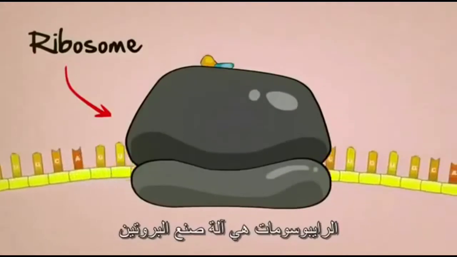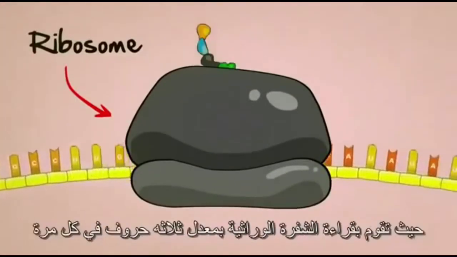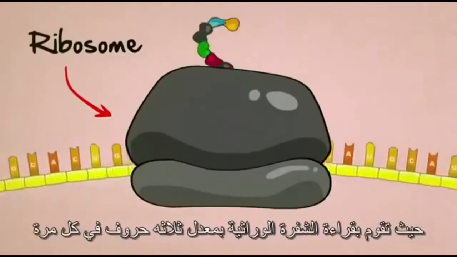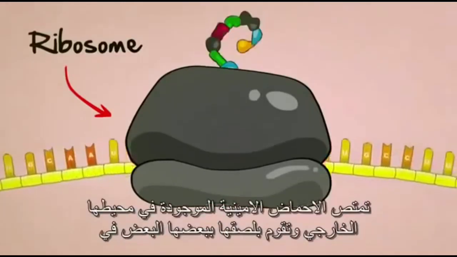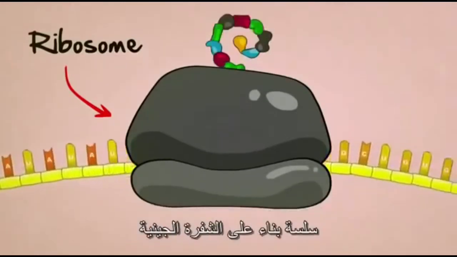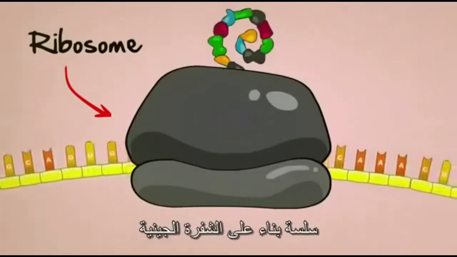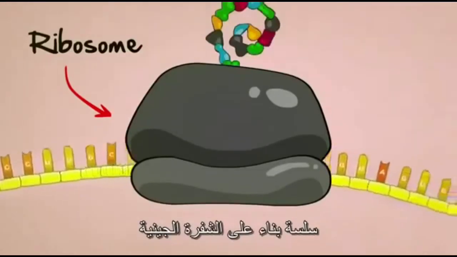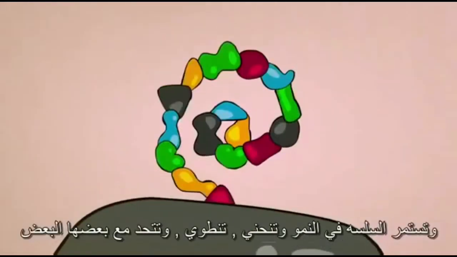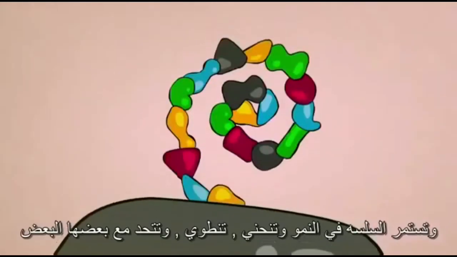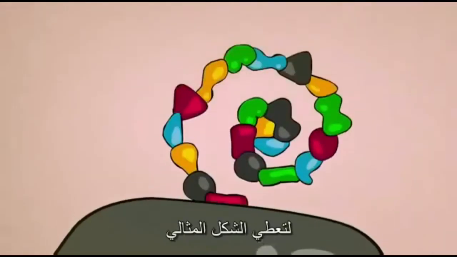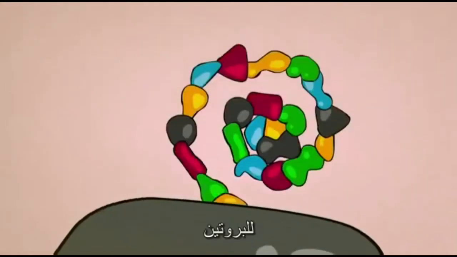Ribosomes are protein-building machines. They read the RNA code 3 letters at a time, suck amino acids out of their surroundings, and stick them together in a chain according to the RNA code. As the chain grows, it bends, it folds, and it sticks to itself to form a perfectly shaped protein.